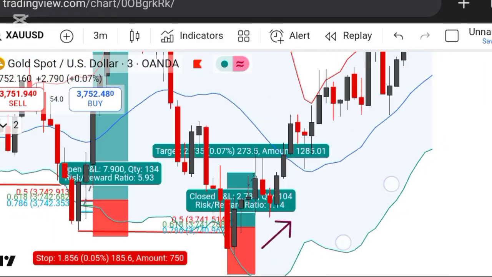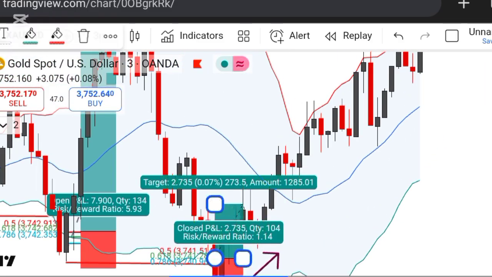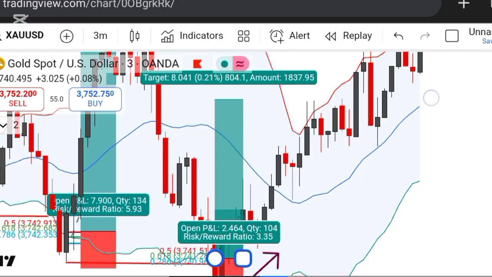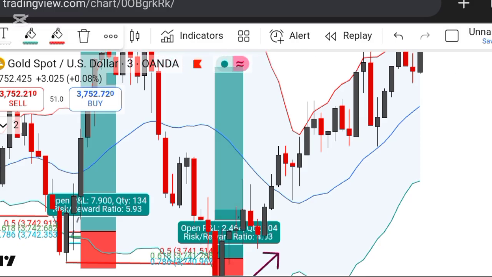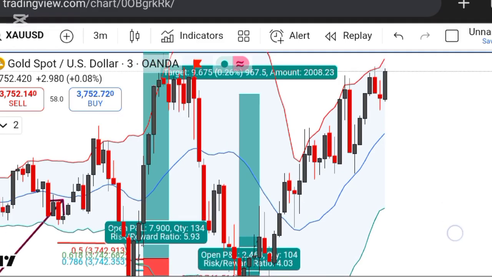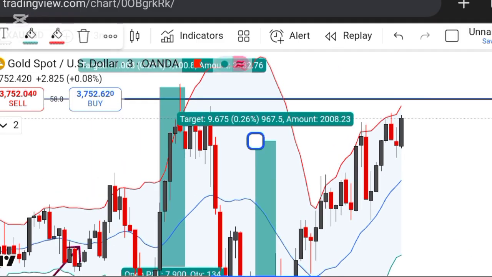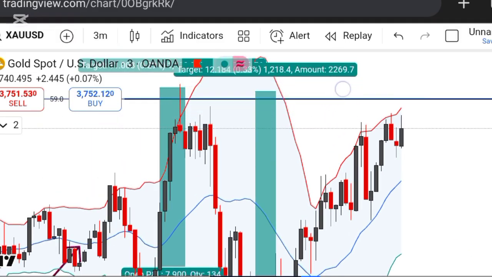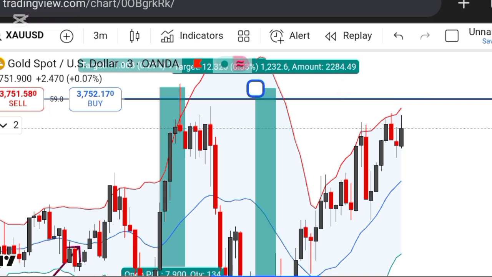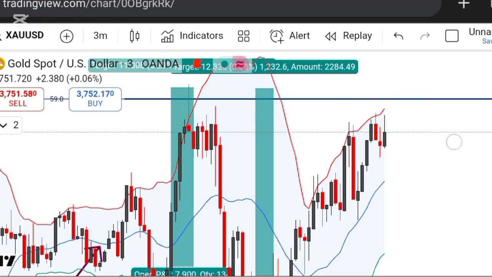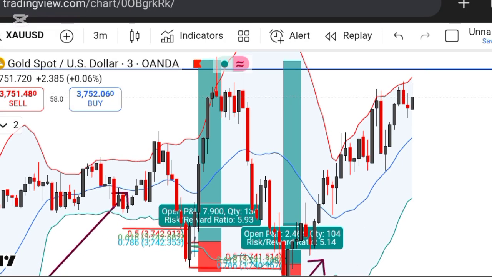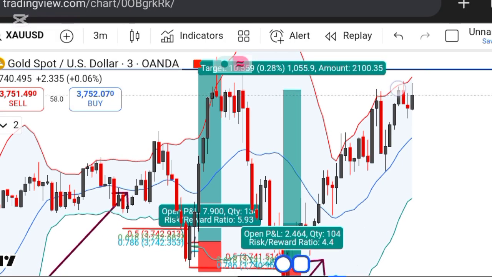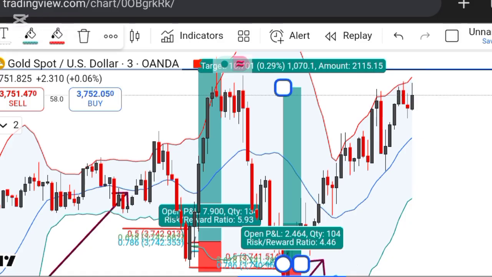We go for our 1:4, 1:5, 1:7. Our 1:4 has to be made before we start trailing our stop. So our 1:4 was made right there, so we have to start trailing our stop. We may just target the high here, but we just have to keep trailing our stop. This is already 1:4 point something. You may even want to close at 1:4, which is a very nice risk to reward.